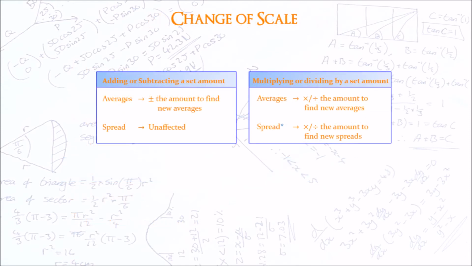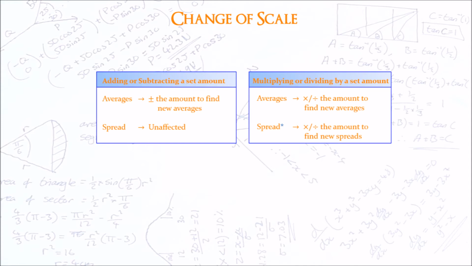Let's see how change of scale affects numerical measures. Let's say you've got a question where you've got a mean, standard deviation, etc. And now you're asked to change the scale of the question. Well, the way that you change the scale affects the numerical measures in different ways. For example, if you add or subtract a set amount to all your values, then your averages will increase or decrease by that set amount. So say you add 10 to all your values, then your mean is going to be 10 bigger. Whereas your measures of spread, your ranges, your standard deviations, etc. remain exactly the same. They don't change.